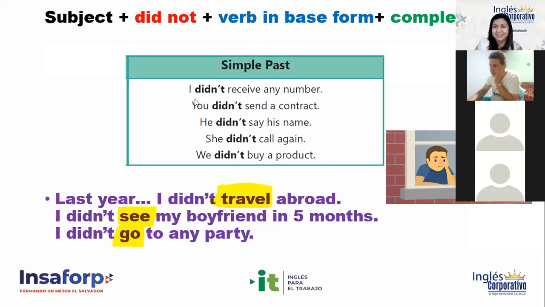No es así. Lo que dice el siguiente verbo es lo que define la oración. Por ejemplo, donde dice "he didn't say his name", él no dijo. Say. Por eso Yasmin está diciendo que significa no. O sea, siempre la oración va a ser negativa, porque ya lleva el no. I didn't receive. You didn't send. He didn't say.